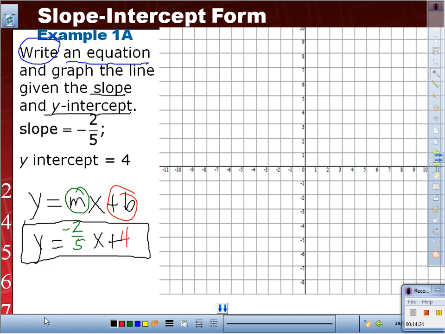Very simple, right? So what did I do? When they're asking me to write an equation in slope-intercept form using the slope and the intercept, I write my form first. This is one thing I do. And then I substitute values. There's 2 things to do. Write the form, substitute values. Is that pretty simple? Yes?